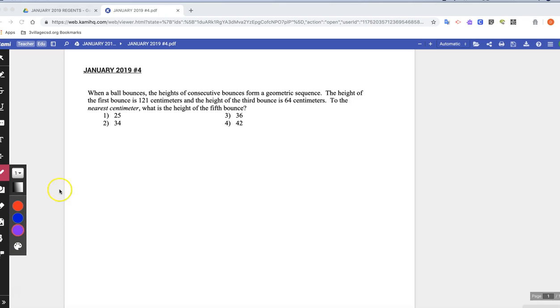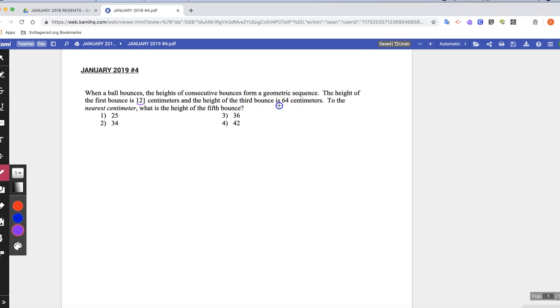So in this question, we have when a ball bounces, the heights of consecutive bounces form a geometric sequence. The height of the first bounce is 121 centimeters, and the height of the third bounce is 64 centimeters. To the nearest centimeter, what is the height of the fifth bounce?